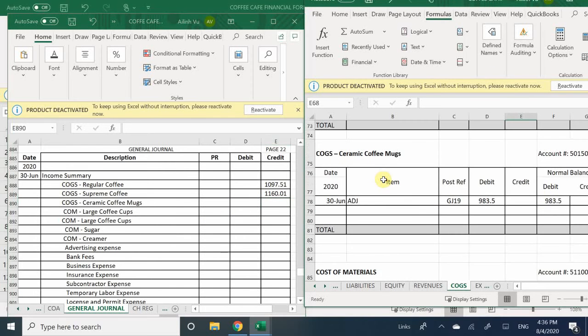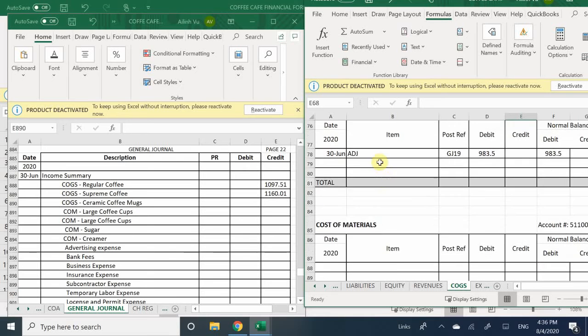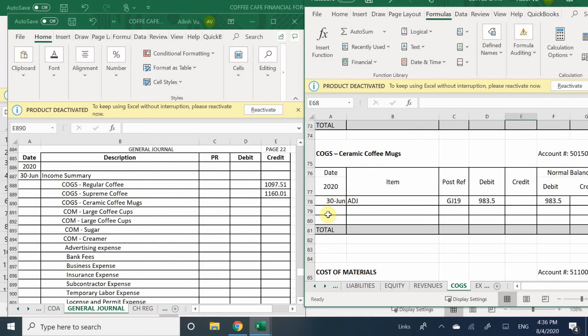Next account that we're going to be doing is cost of goods sold ceramic coffee mugs. So again, this was an adjustment entry. So I'm going to go ahead and close this out as well because we are closing everything in our ledger for expenses. So anything, even if it's an adjustment, I'm going to cross it out right now.